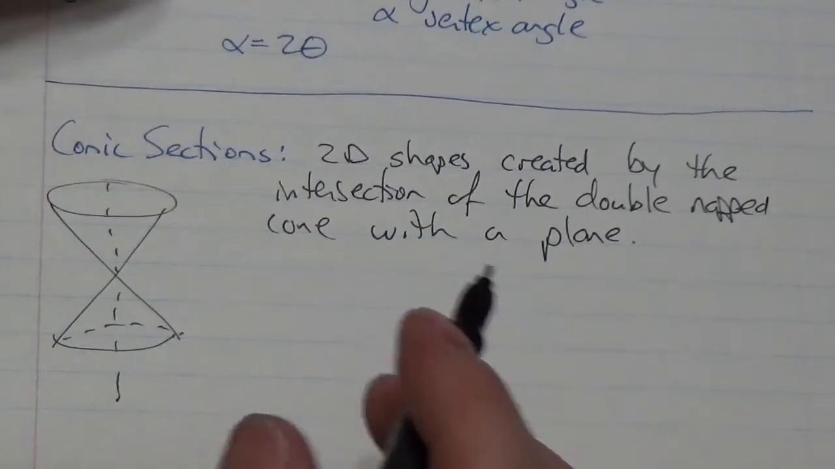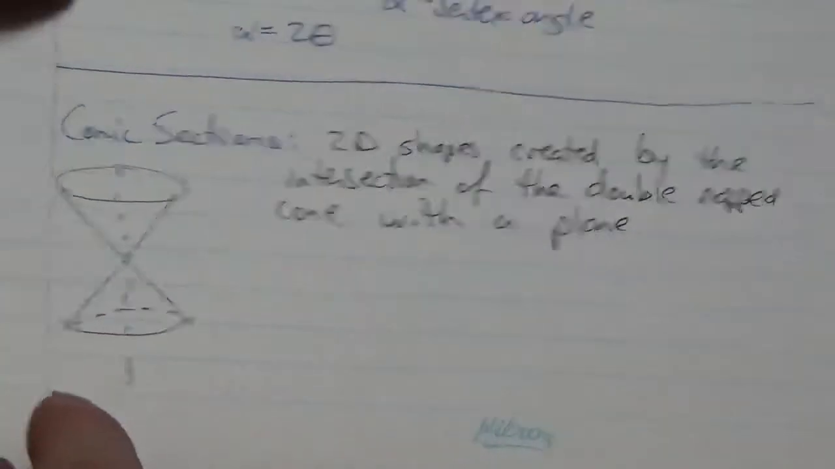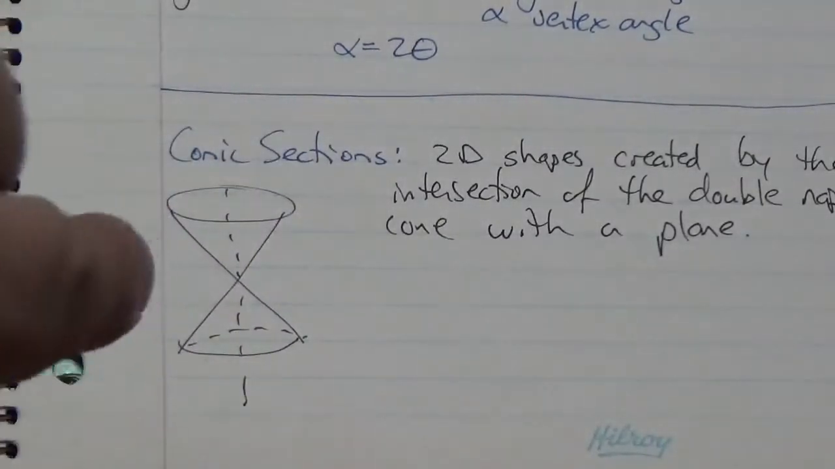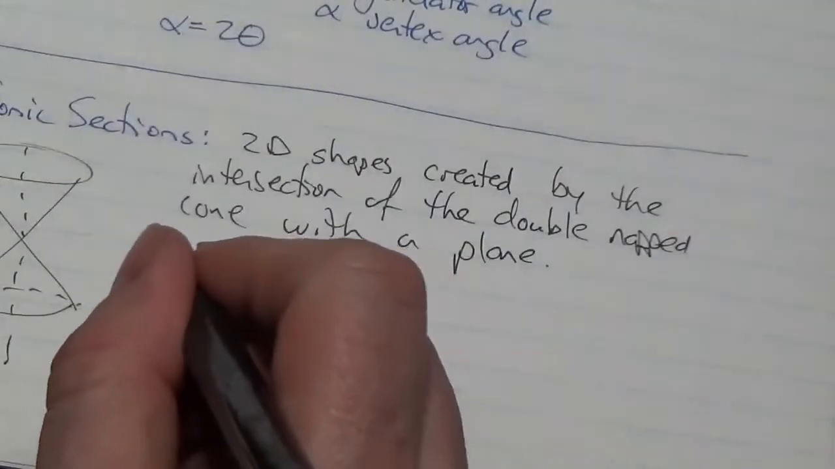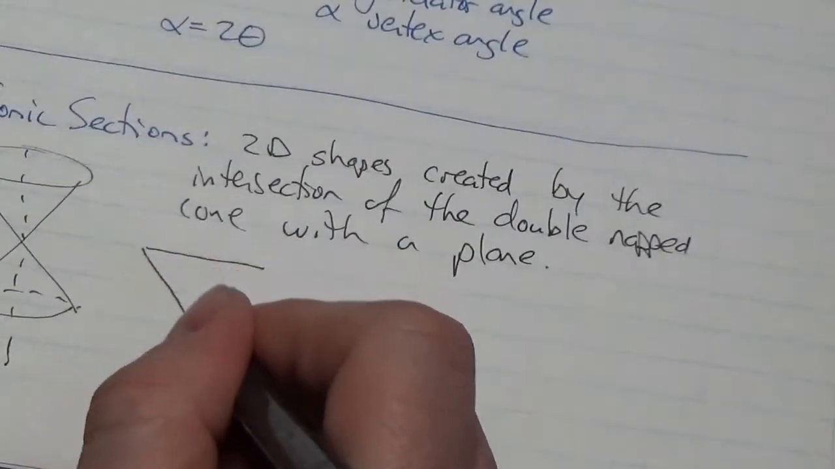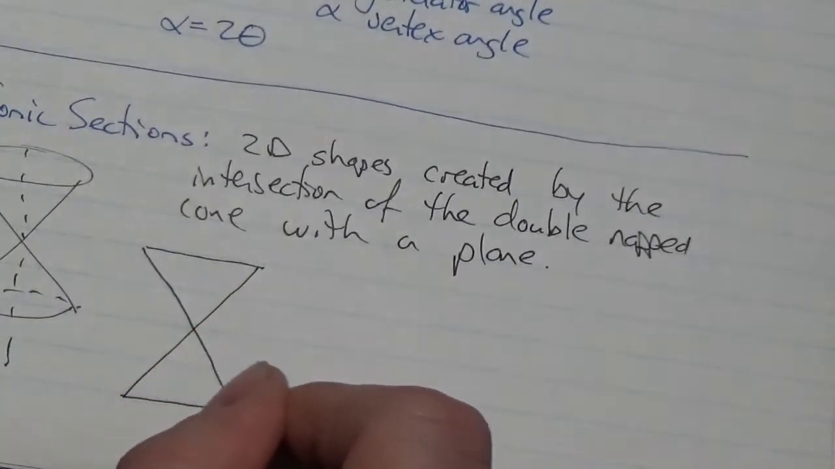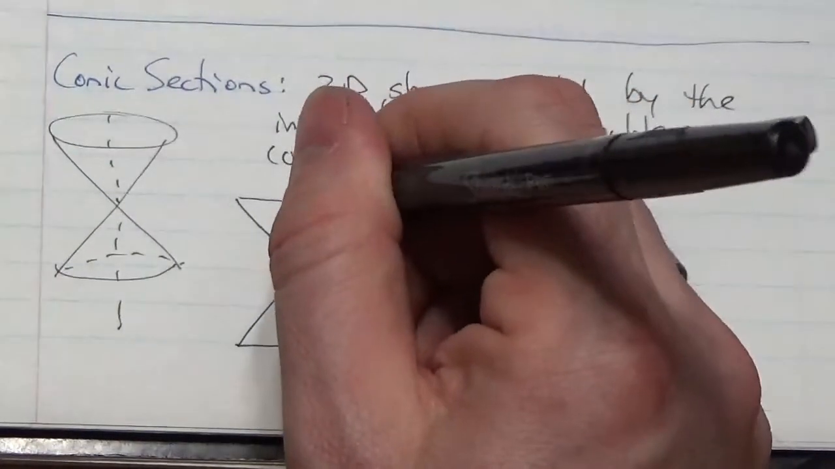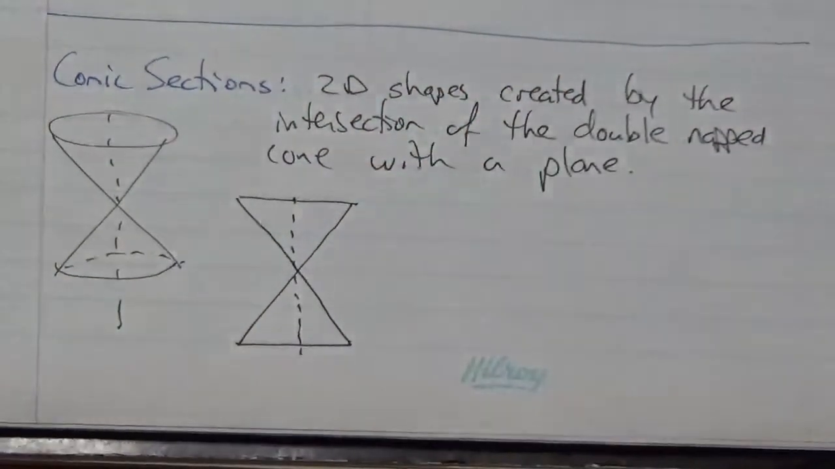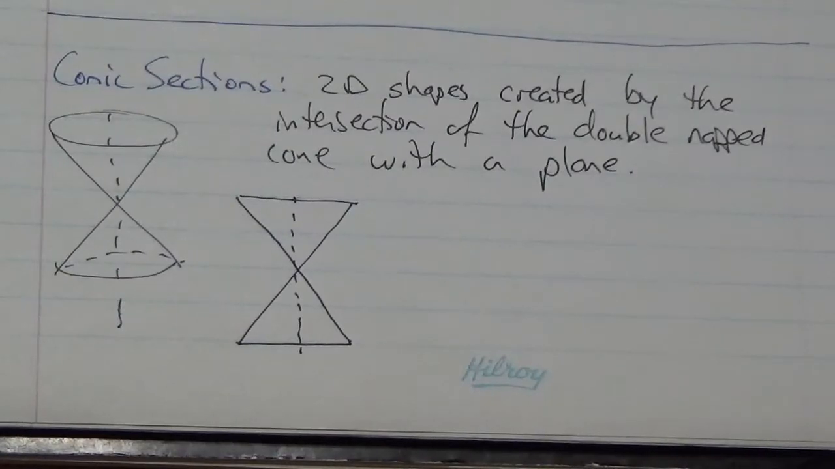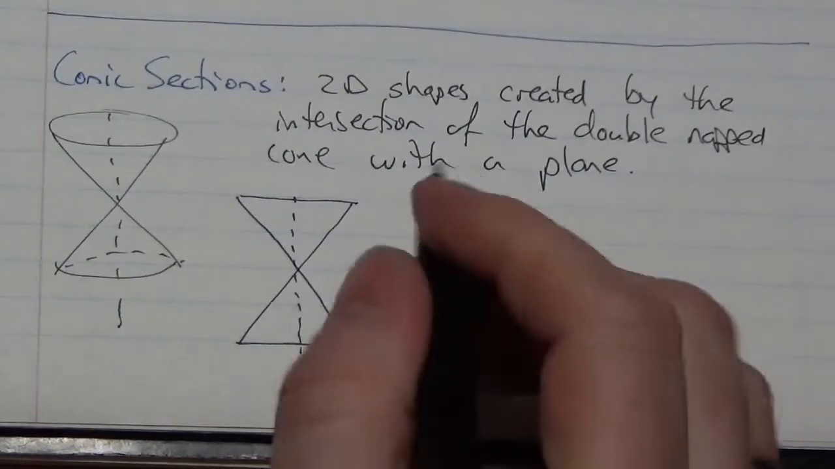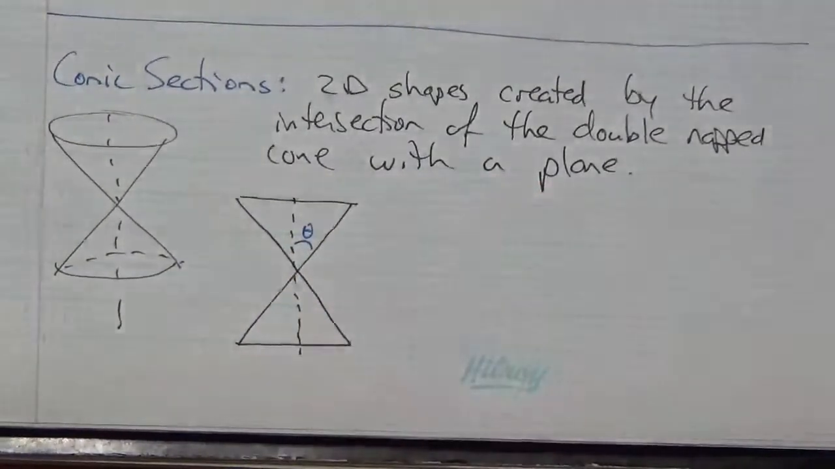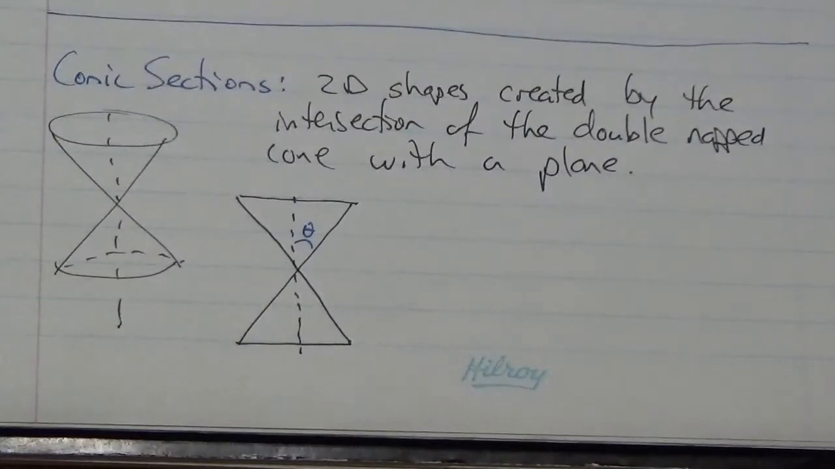When we look at the double napped cone like this, it's kind of like we're looking down at it from an angle. What I want to do is look straight at it from the side. When you do that, it looks like basically two triangles on top of each other. Here's our axis of symmetry, and that gives us our generator angle right here. We'll call that theta. So now, here's what we're going to do.